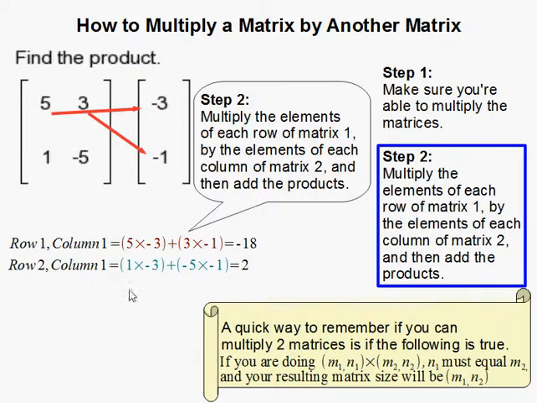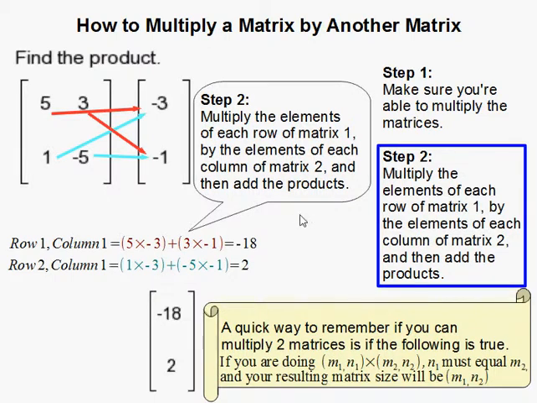So row 2, column 1 of our answer matrix consists of 1 times negative 3, here, and then negative 5 times negative 1. Here's this rotating thing. I don't know if this mouse cursor moving around helps you, but it helps me when I had to do it many times in high school and college. So this becomes 2 right here, and that's actually it.